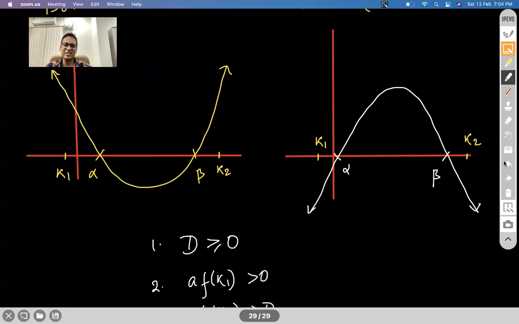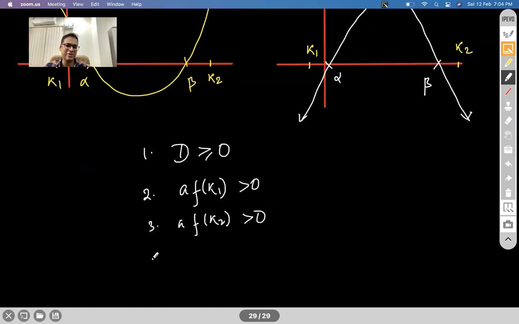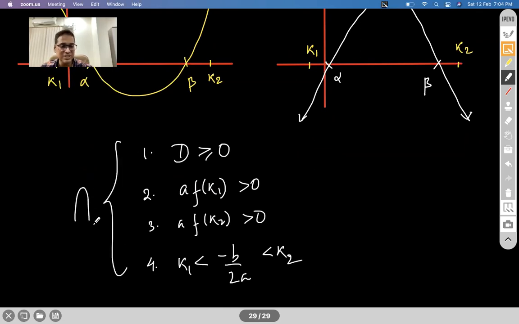Right? These have to hold, but besides this, one more thing is needed. And what is that? Minus b by 2a should lie between k1, k2. Absolutely right, Satyam. Because if this is satisfied, then the intersection is going to give you those situations where your roots will be between k1, k2 for sure. Guaranteed. Is it fine? Any questions?